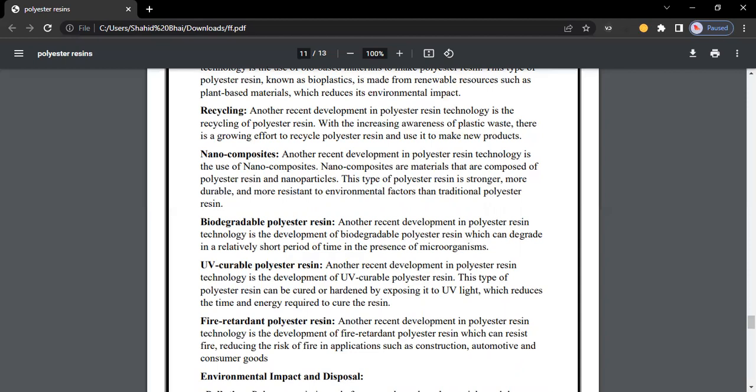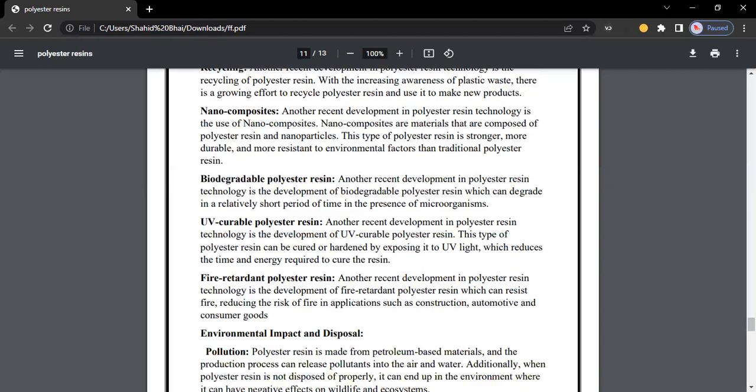Now we discuss the biodegradable polyester. Another recent development in polyester technology is the development of biodegradable polyester, which can be degraded in a relatively short period of time in the presence of microorganisms. UV curable polyester. Another recent development in polyester technology is the development of UV curable polyester. This type of polyester can be cured or hardened by exposure to UV light, which reduces the time and energy required to cure the resin.